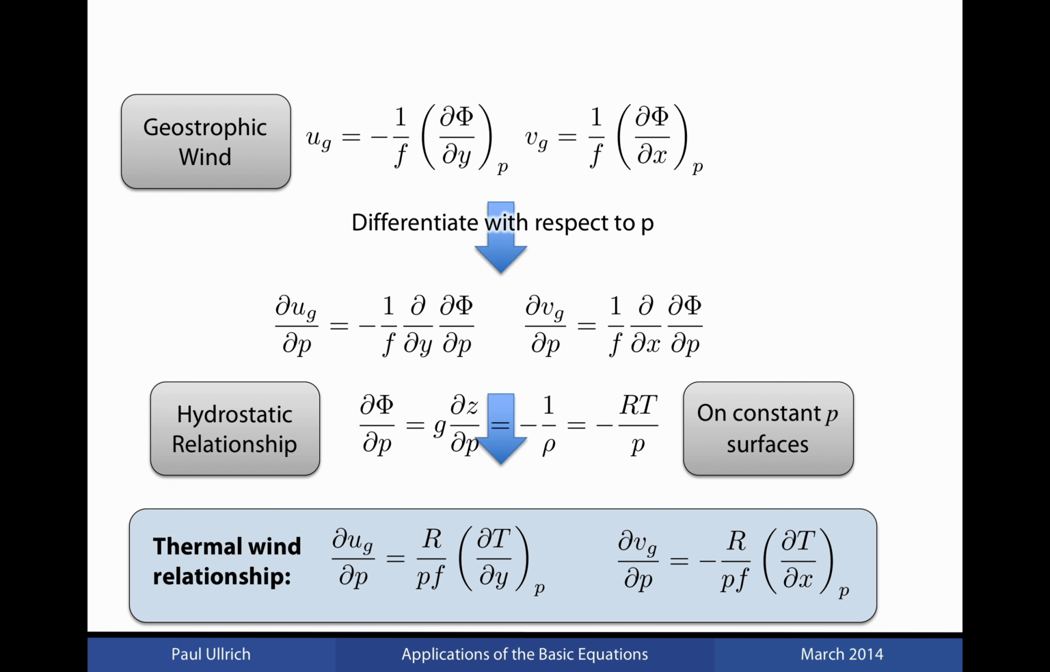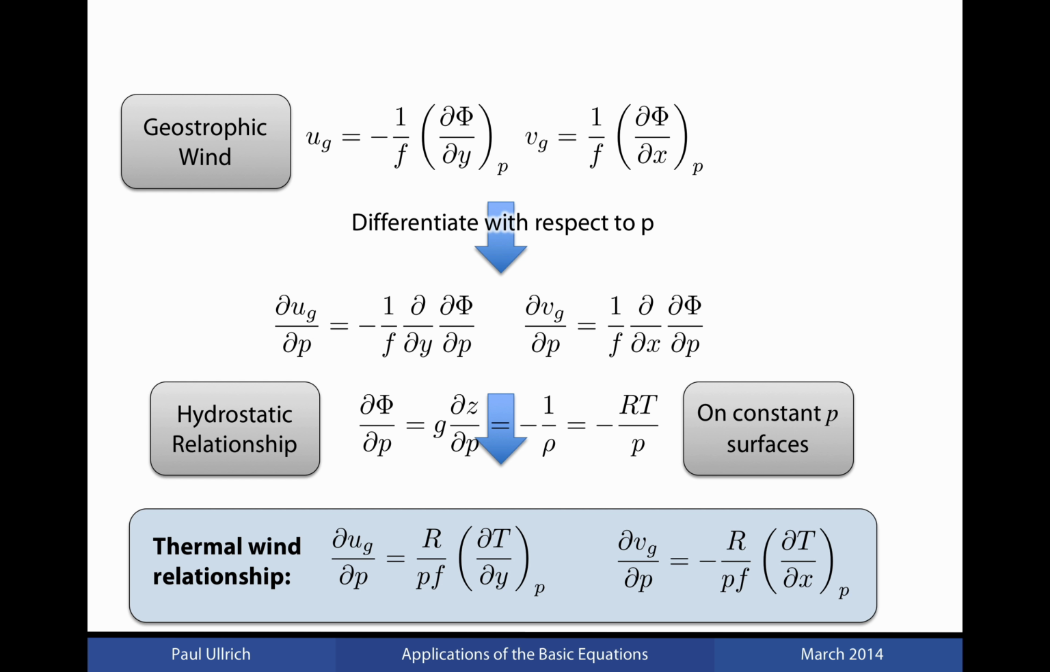We're going to differentiate these with respect to p. Recall that p is our vertical coordinate in a pressure coordinate system. So by differentiating with respect to p, we're trying to understand how the geostrophic wind changes with altitude. This gives us two equations. On the left-hand side, we have that the change in the zonal geostrophic wind is then related to both the y derivative and the p derivative, the second derivative, that is, in y and p of the geopotential height field, whereas the meridional geostrophic wind is related to the zonal derivative and the p derivative of the geopotential height field.